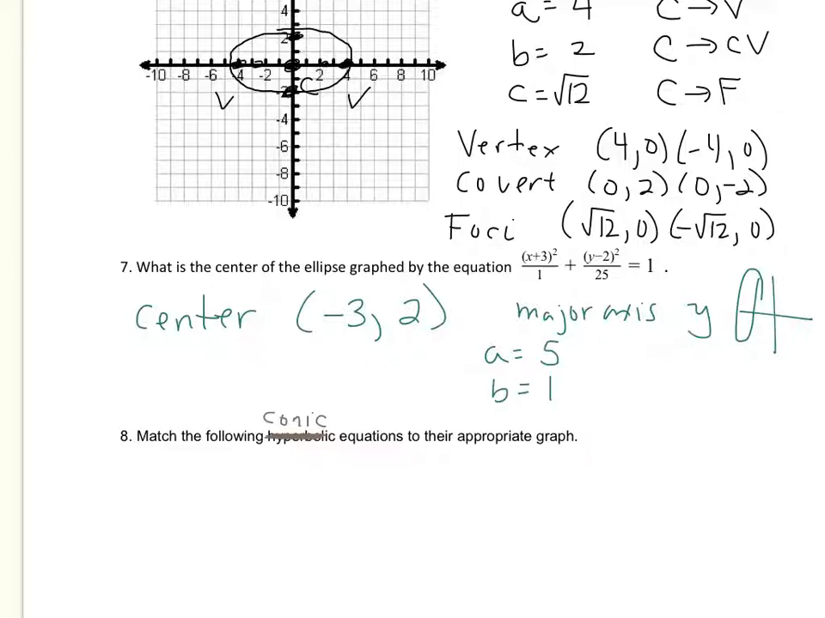B would be 1, and I could use my little equation, B squared equals A squared minus C squared, to find C if I needed to. It actually turns out to be square root of 24. But it's all the same stuff that we did in the previous problem, I just want to point those things out, since this question was pretty easy and only asked for the center.